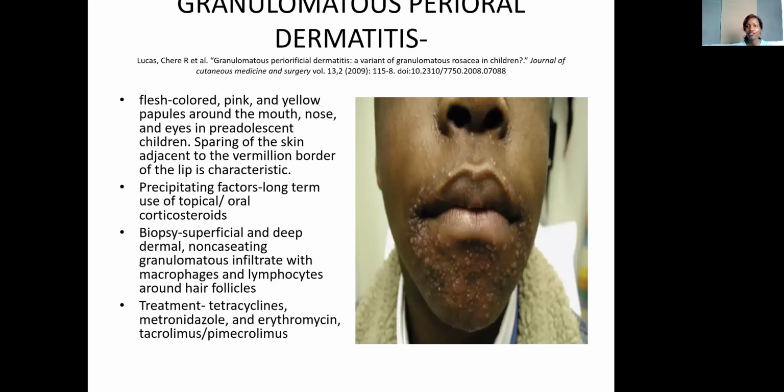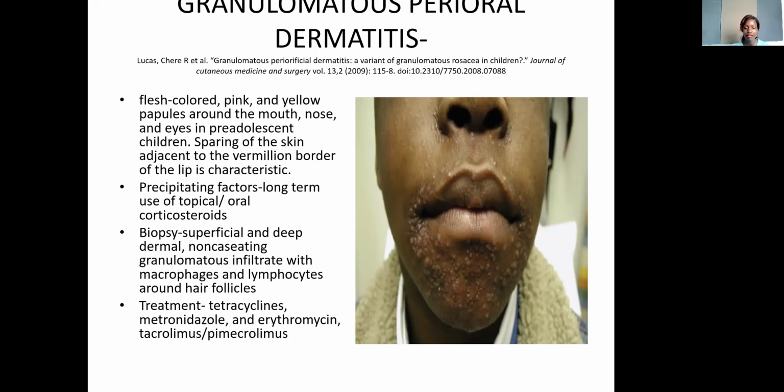So another condition that you need to be aware of is granulomatous perioral dermatitis. This condition tends to present with flesh-colored, pink, or skin-colored papules around the mouth and the eyes in the pre-adolescent age group. And there's usually sparing of the vermilion border. Precipitating factors in this condition will be long-term use of topical or oral corticosteroids. And again, comedones will be lacking in this condition.